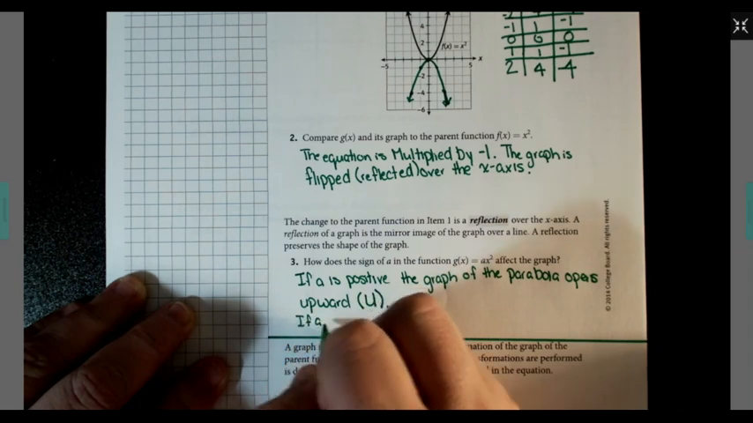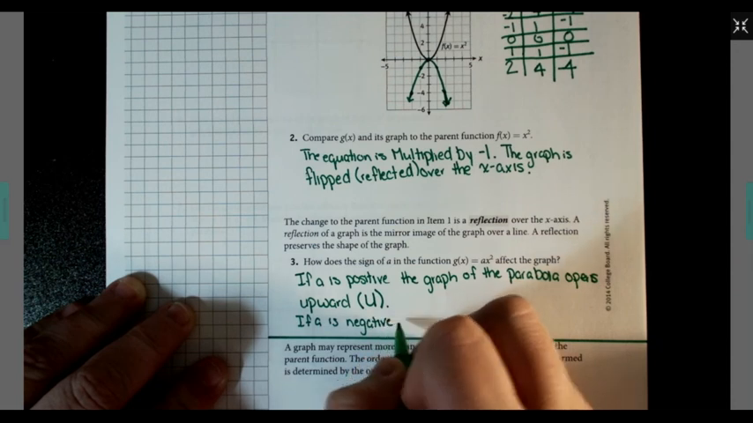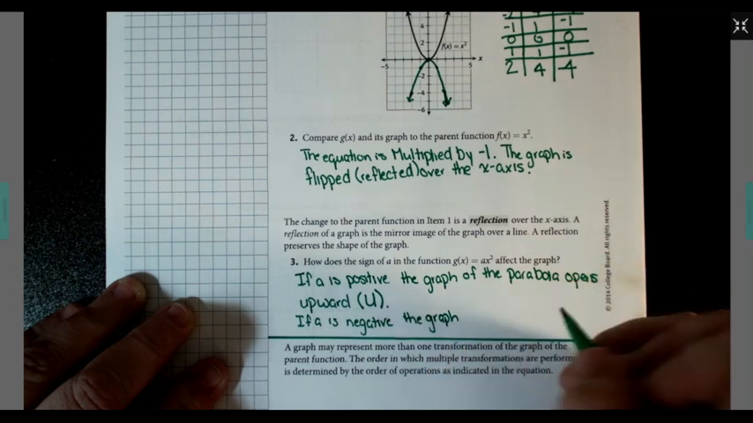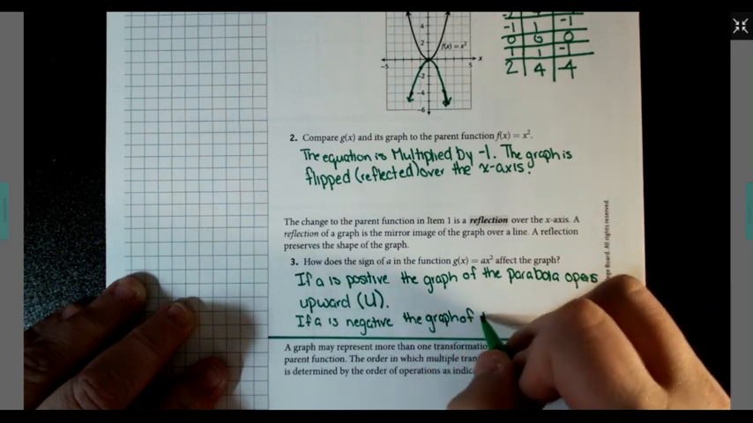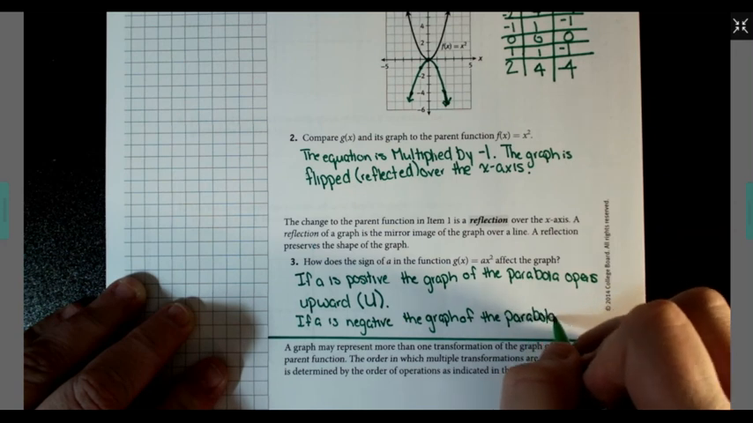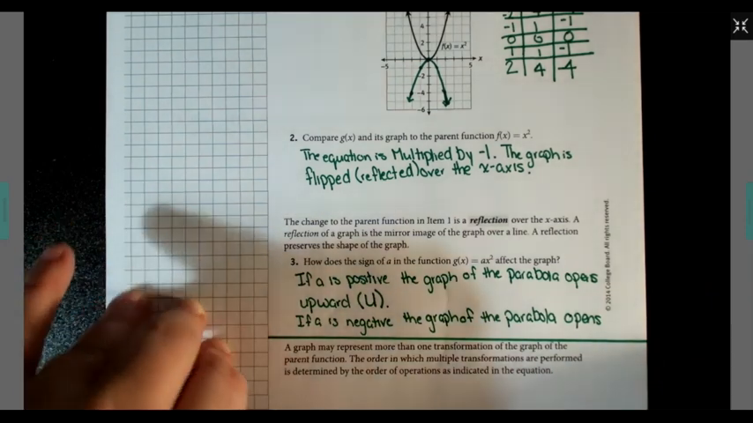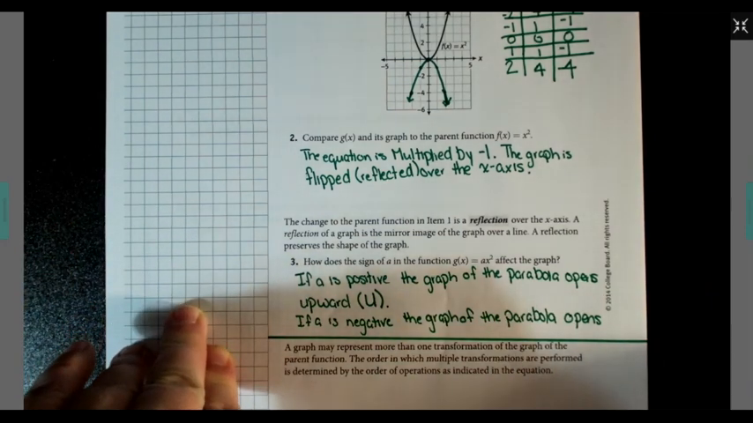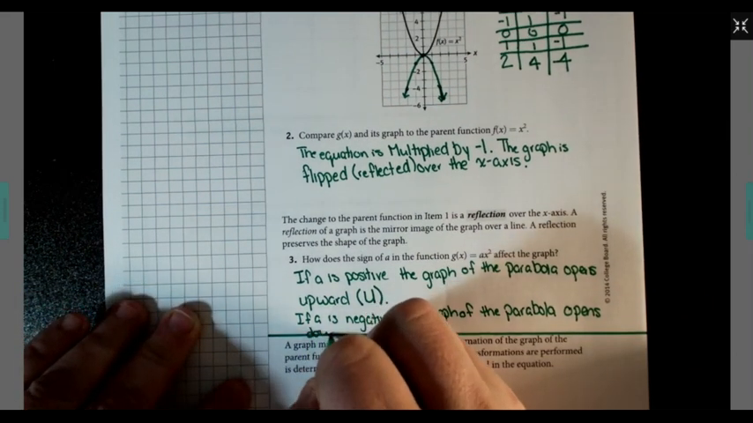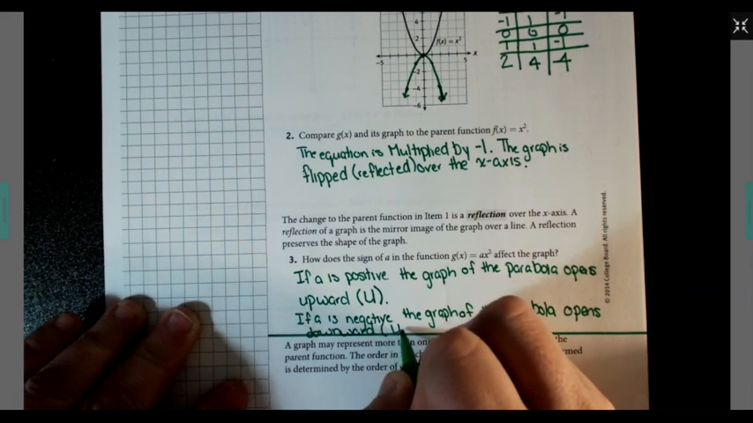If a is negative, the graph of the parabola opens downward. This makes me kind of think of it like an umbrella.